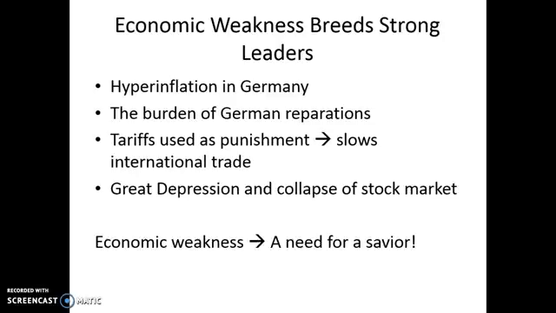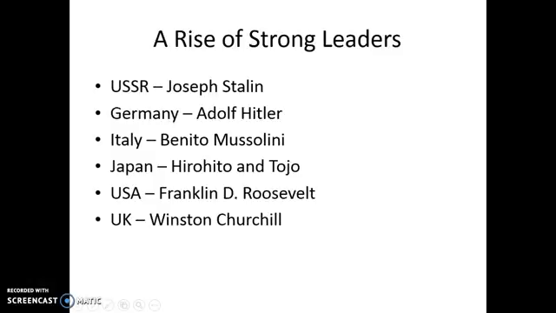And all of this economic weakness creates an opportunity for strong rulers to come to power. As you can see, these are rulers not only in Europe, but also in Asia, and even in the United States. Franklin Roosevelt fits the mold of a strong leader coming to power during a time of crisis.